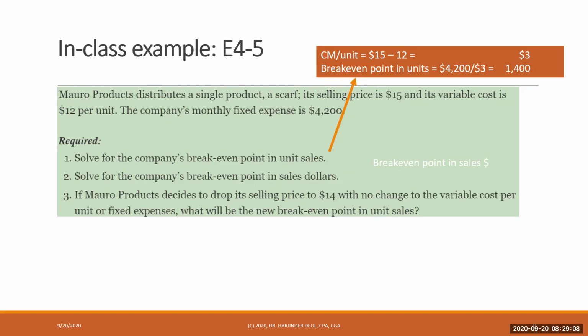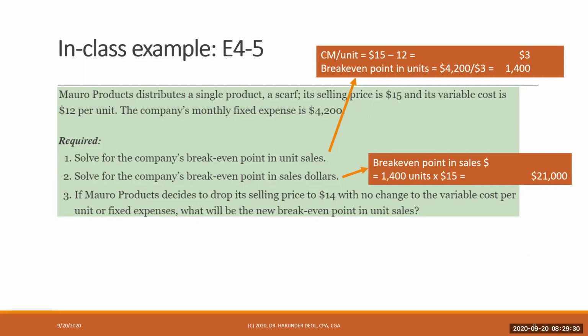Part 2 asks us to solve for the company's break-even point in sales dollars. So the break-even point in sales dollars is the number of units, 1,400 units that we need to sell in order to break even, times the selling price per unit, which is $15, and that gives us $21,000.